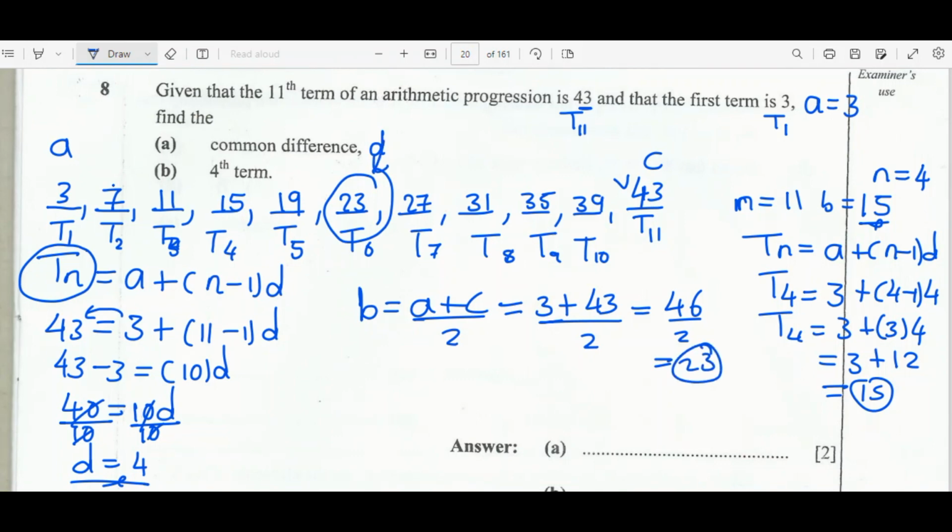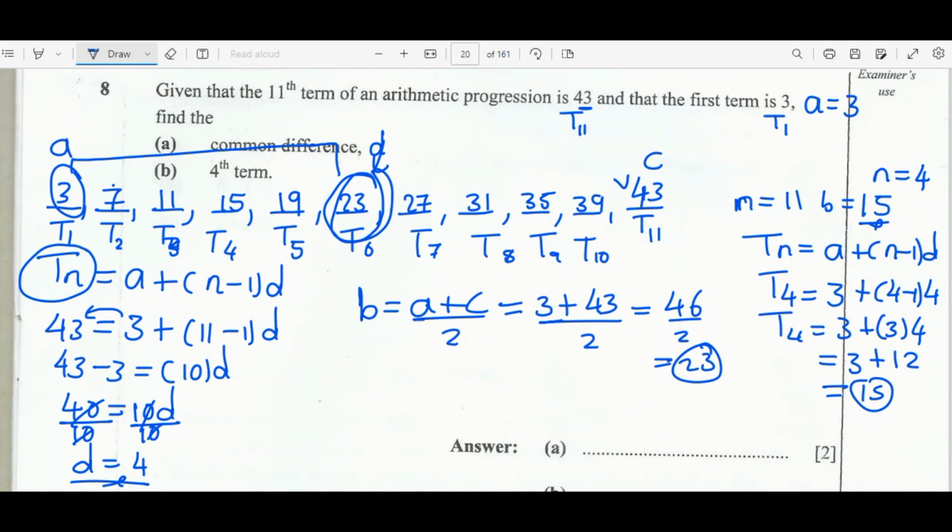So you can still find the middle term as long as you have the first and the last number. It doesn't matter the number of terms that are missing in between. And if we have these two numbers, we can still find a common difference. So if you look at this one, the first term is 3, the last term is what?